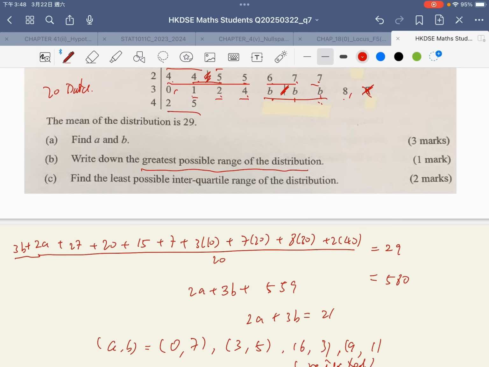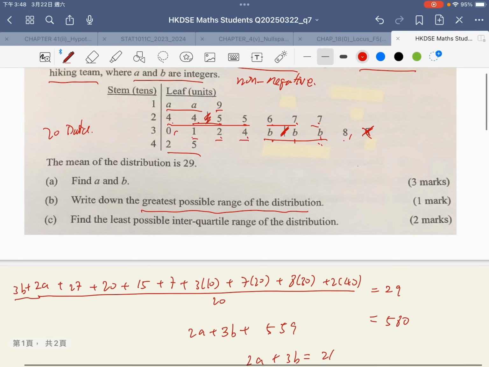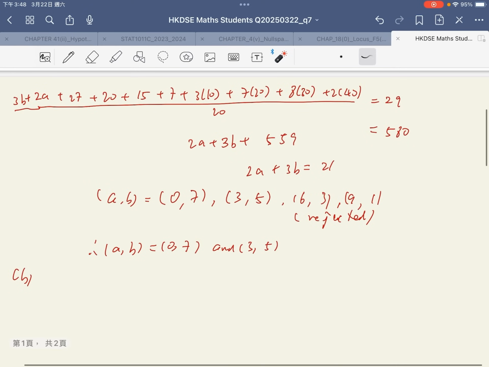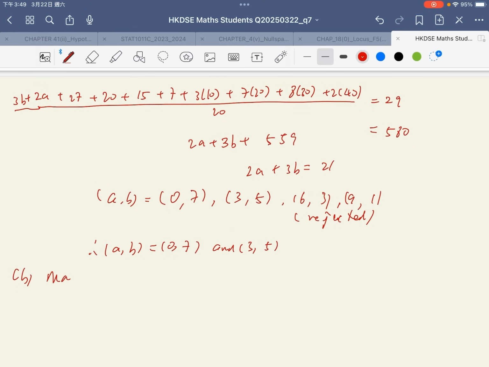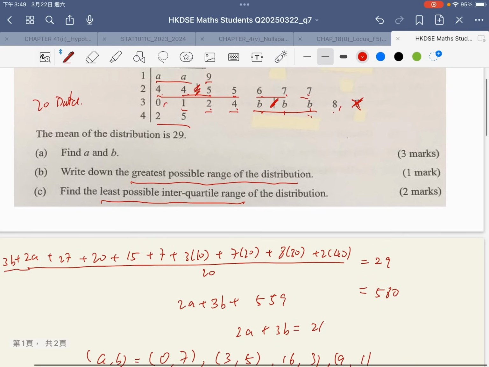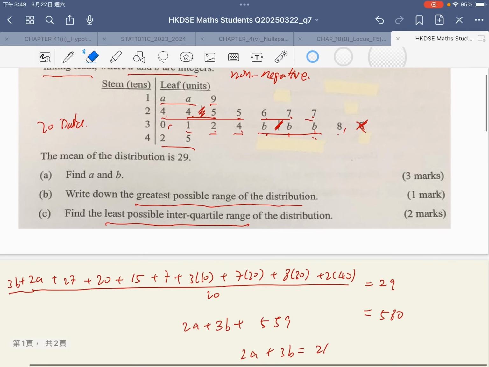Okay, part B. Find the greatest possible range of the distribution. The greatest value, the maximum value, is 45, and the least is 10, because a can be 0. Therefore, the maximum range is equal to 45 minus 10, which is equal to 35. Okay, part C. Find the least possible interquartile range. Here, let me see the interquartile range.